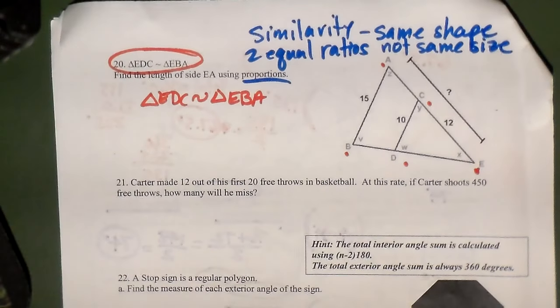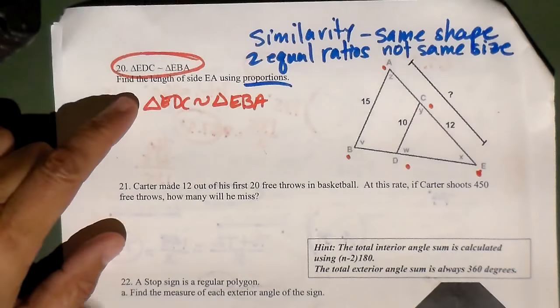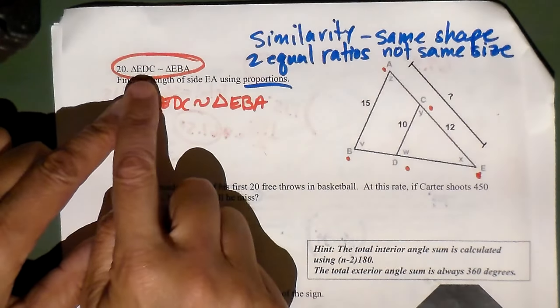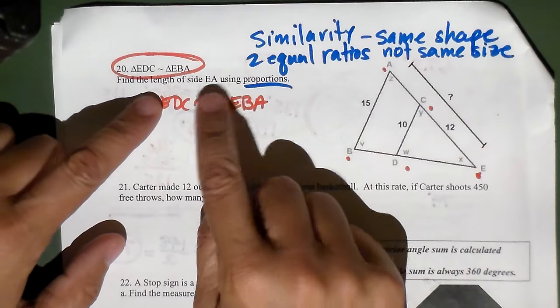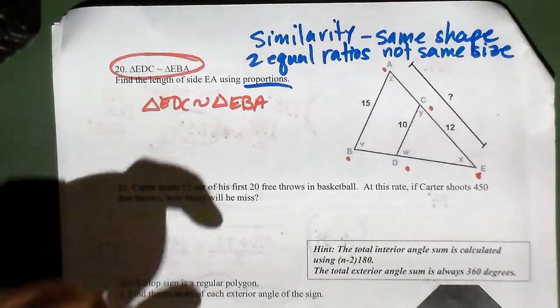Okay, so we're going to look at number 20, which I started and the video actually died on me. So we're going to try to start again. Number 20, you're looking for the length of side EA using proportions.